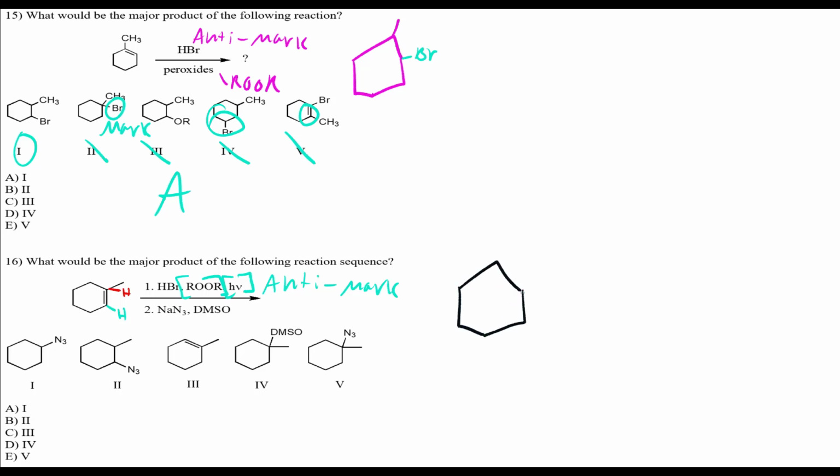For Anti-Markovnikov, the added H will be in this location, and the added Br will be in this location, right? Normally we ignore the red H, okay? We typically ignore it. I just want to show you the hydrogen. All right, now step 1 has finished.